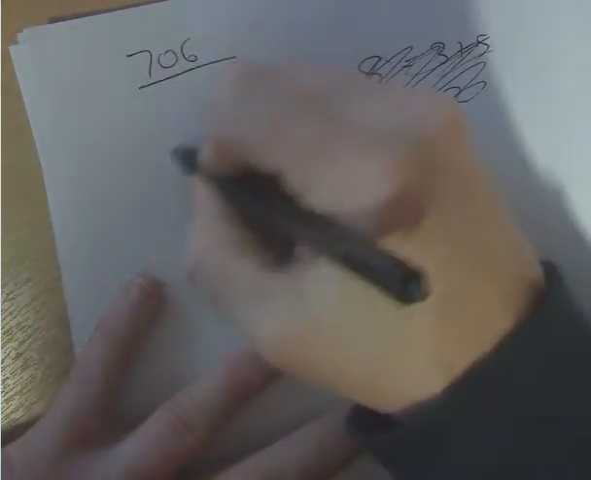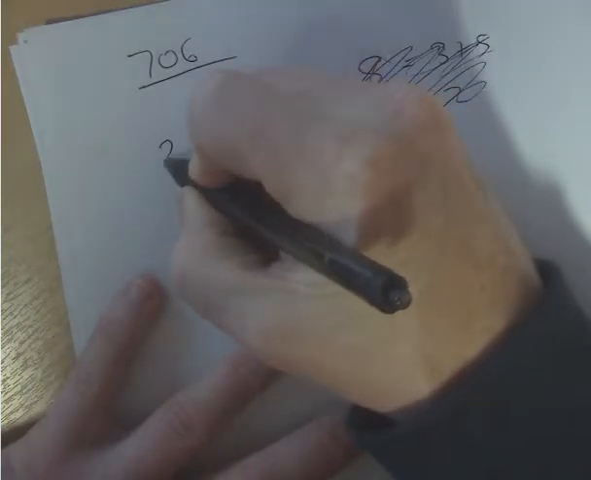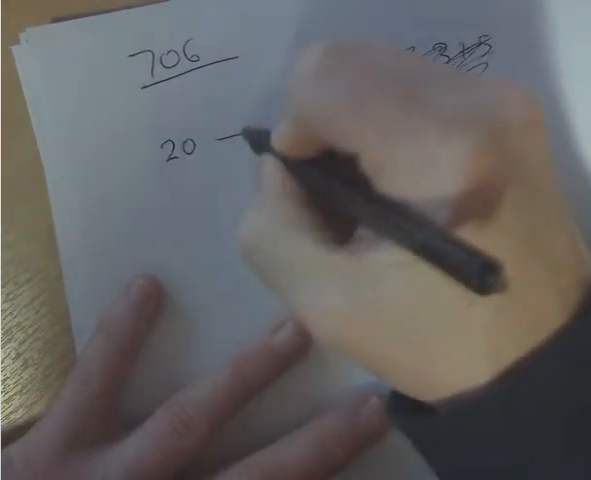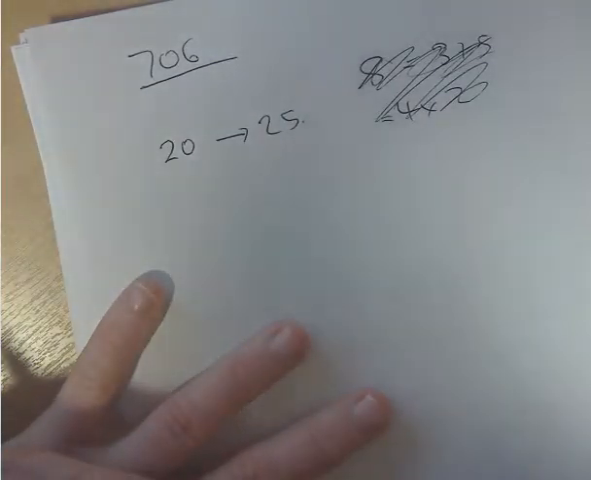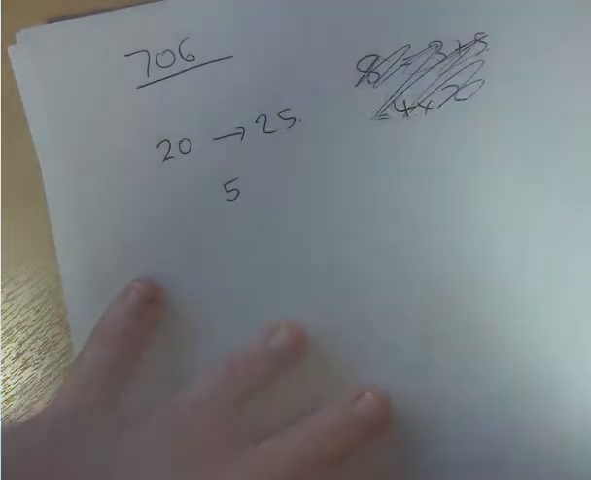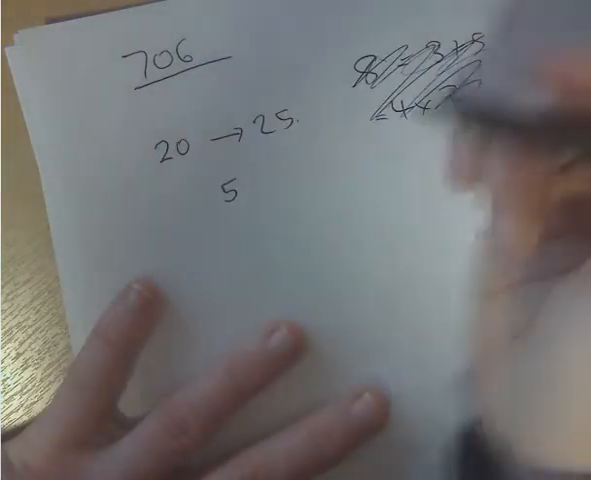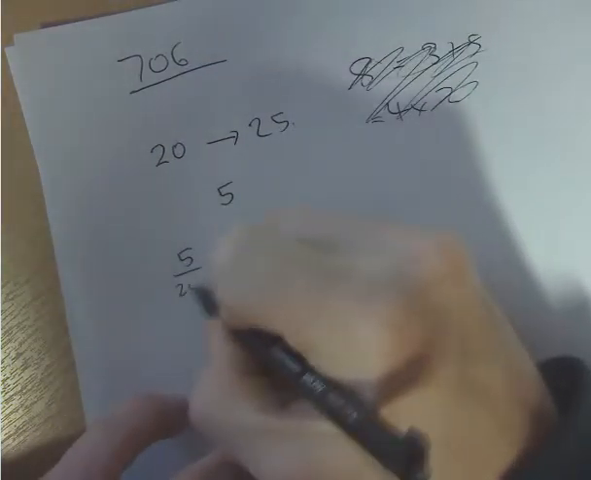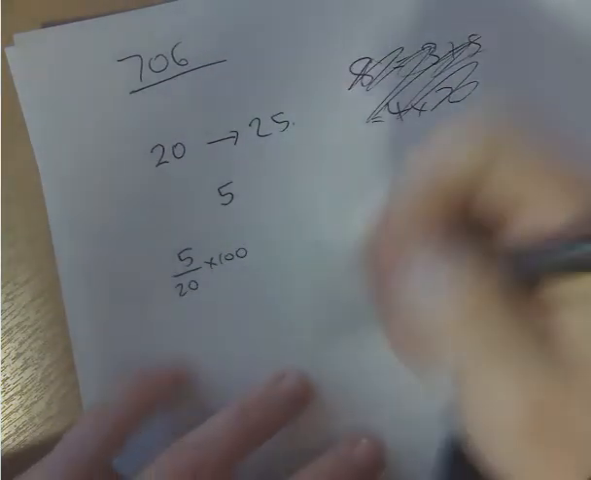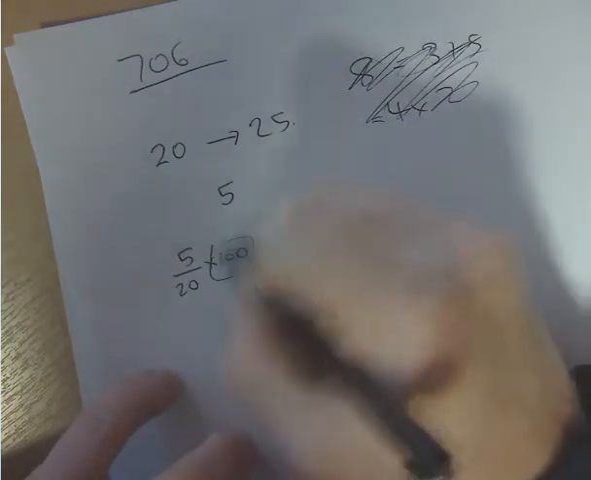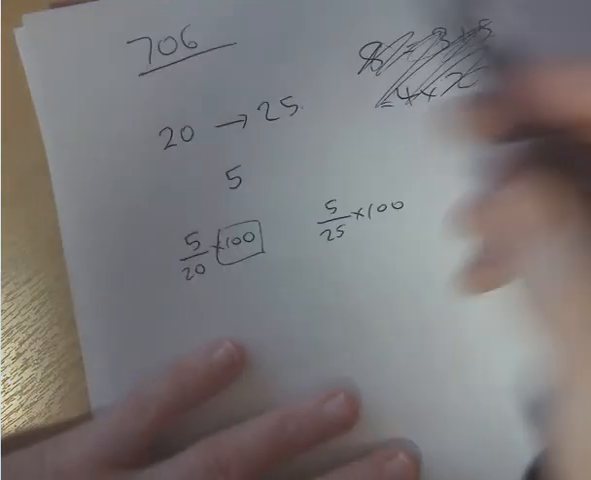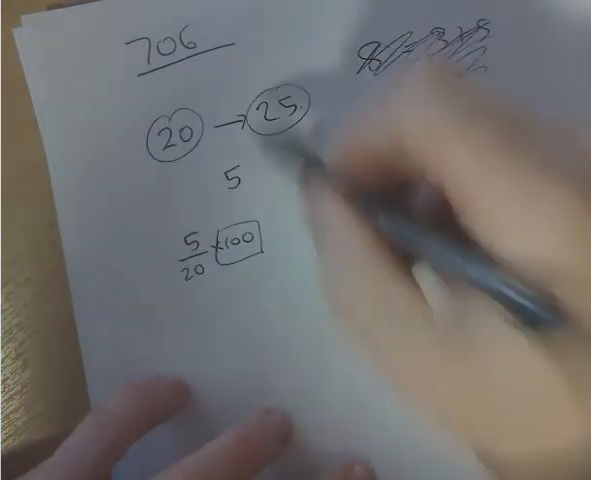Let's say 20 becomes 25 and you have to work out what percentage increase that is. Well, the straightforward increase is 5. But what is it as a percentage? Well, you could do 5 over 20 times 100, or you could do 5 over 25 times 100. The timesing by 100 is just what converts it to a percentage. The issue is to use the original figure or the final figure.